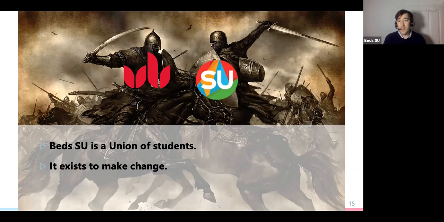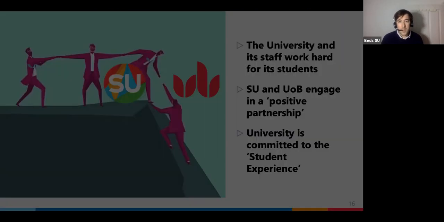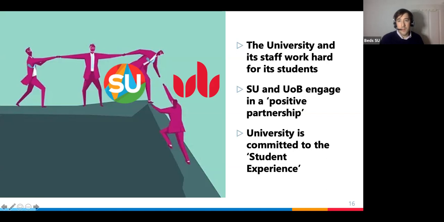What's sometimes forgotten is that the university does care about its students, probably as much as the Students' Union. It wants its students to achieve, to succeed in their courses, and it wants students, when they leave the university, to look back fondly on their time. And so you'll find that the university really values the executive officers. They really value the feedback, and they often want to hear from students. And so it's worth remembering that the university and its staff work hard for students on the whole.